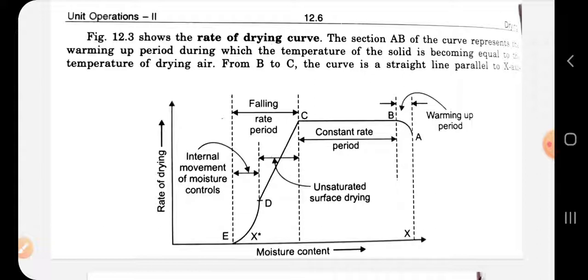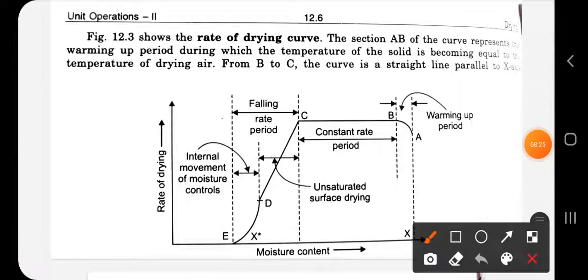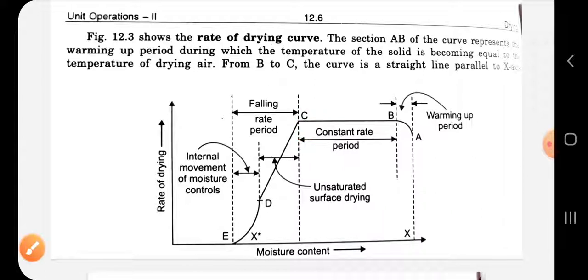The moisture content at which the constant rate period ends and this falling rate period starts, that is at the intersection of these two points here. At point C, where BC ends and CD starts, constant rate ends and falling rate starts. The moisture content at this point is known as the critical moisture content.